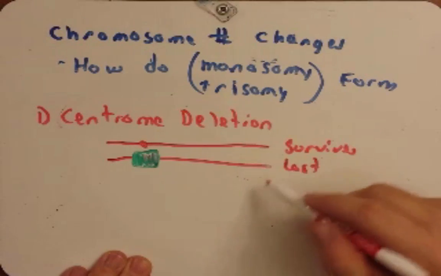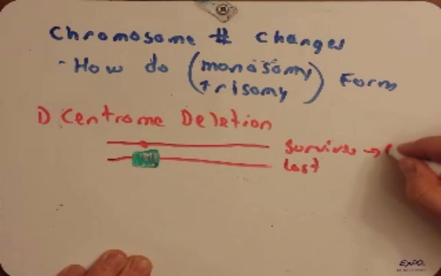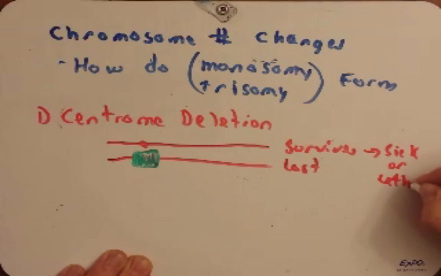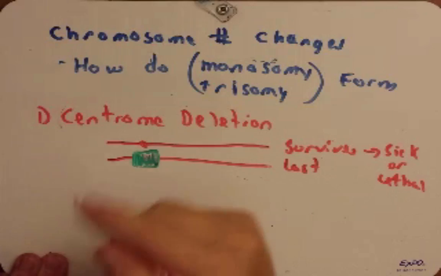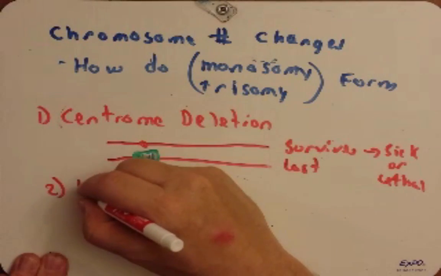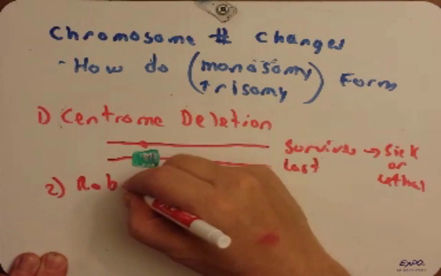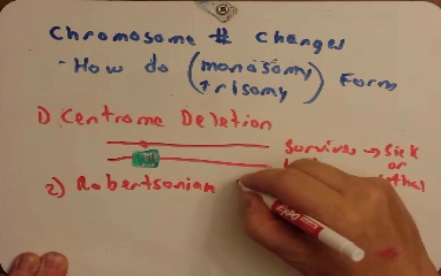Unfortunately, most monosomies in this case are either sick or it's lethal. They'll die as well. Monosomies are just this one class of chromosomal mutations that is not tolerated very well in animals, including mammals. The other example here is the result from a Robertsonian translocation.